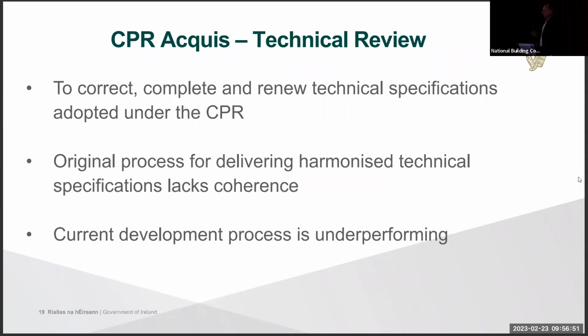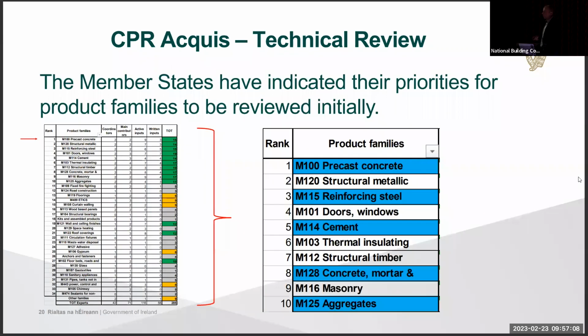In addition, there's work underway to correct and complete the system of 444 harmonized technical specs, update some of them, and get new products included in the system. It's currently hit a roadblock for a number of legal reasons that I won't bore you with today. The member states have fed into which products they consider priority products, and these are in train already. So precast concrete, structural metallic products, reinforcing steel, doors, windows, they've already begun their work.